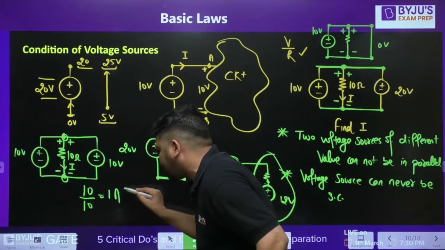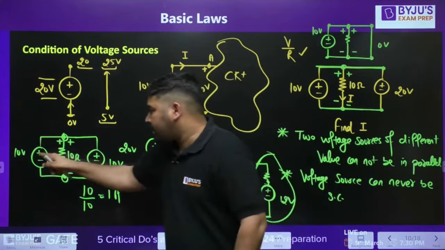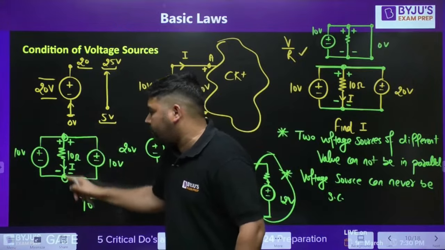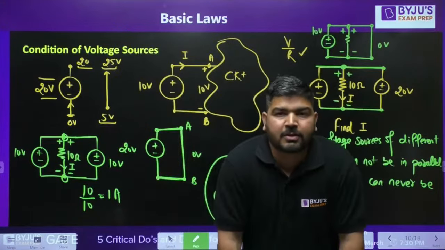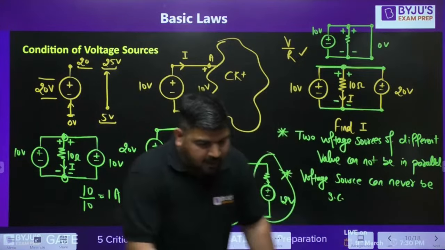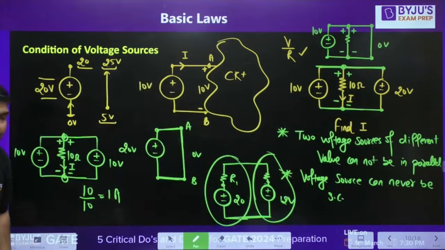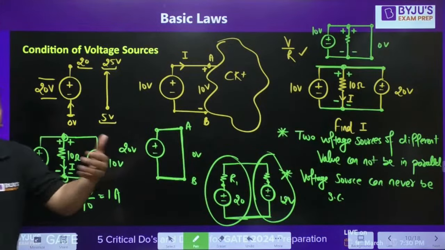Now many students are thinking that you can add the two voltages. 10 plus 10. This 10 will give 1 ampere, this 10 will also give 1 ampere, and it will be 2 ampere. No. Why are you adding these voltage sources? Are they in series? Why are you adding them? The answer is 1 ampere only, because this source will maintain 10 volt, and this source will also maintain 10 volt. It doesn't mean that it will be superposed. No.